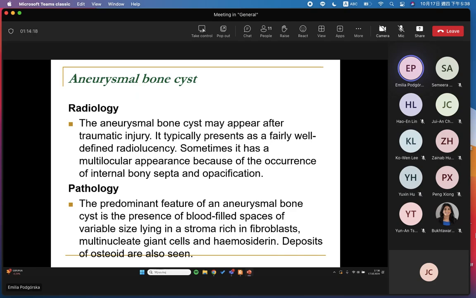Aneurysmal bone cyst. The aneurysmal bone cyst may appear after traumatic injury. It typically presents as a fairly well-defined radiolucency. Sometimes it has a multilocular appearance because of the occurrence of internal bony septa and opacification. The predominant feature of an aneurysmal bone cyst is the presence of blood-filled spaces of variable size lying in a stroma rich in fibroblasts, multinucleate giant cells, and hemosiderin. Deposits of osteoid are also seen.